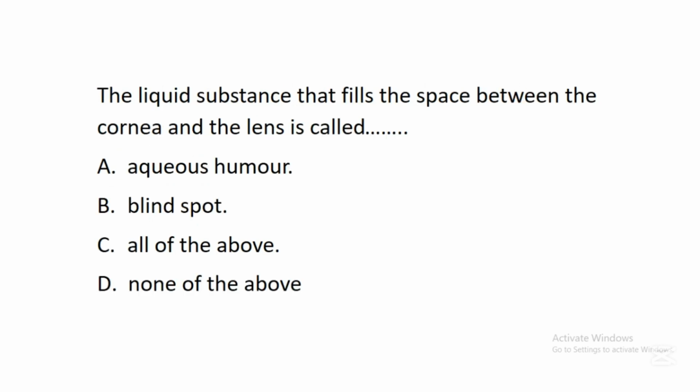The next question says, the liquid substance that fills the space between the cornea and the lens is called dash. A. Aqueous humor, B. Blind spot, C. All of the above, D. None of the above. In this question, the correct answer is A. Aqueous humor. Scientists have discovered that there is a liquid that fills the space between the cornea and the lens, and this liquid substance is what we call aqueous humor.